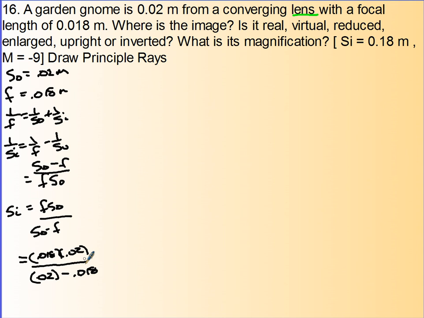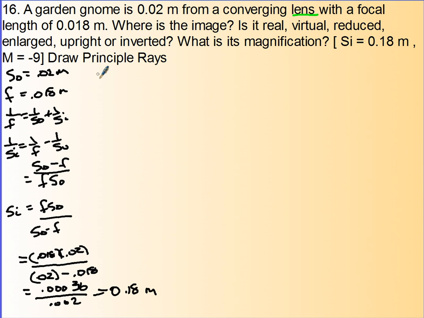Okay, 0.18 times 0.2 is 3.6 times 10 to the negative 2. So let's just do this. 1, 2, 3, 3, 6. We'll do it that way. And 0.2 minus 0.18 is 0.02. All right. When I do this, my answer is 1.8 meters.